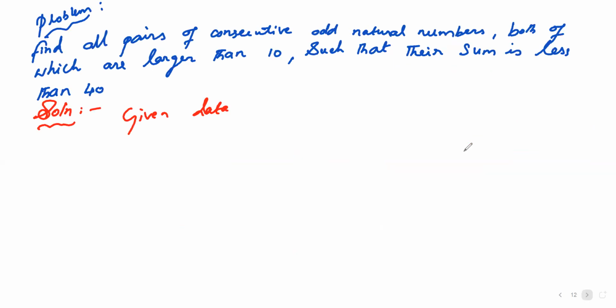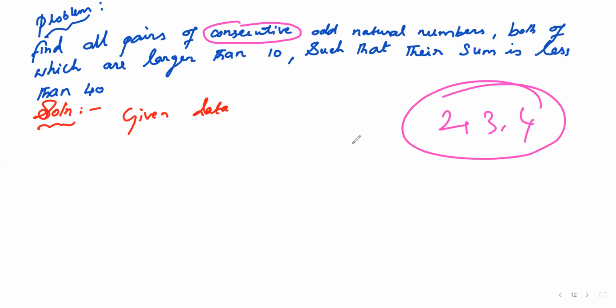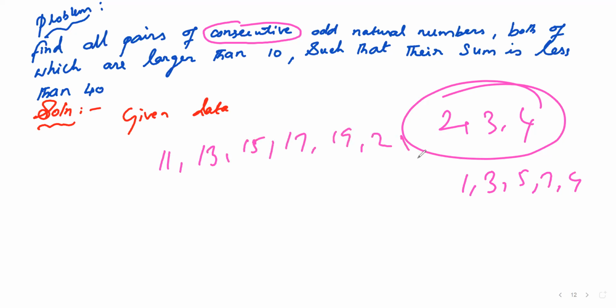Okay, next one. Find all pairs of consecutive odd natural numbers, both larger than 10, such that their sum is less than 40. Consecutive means next, right? 2, 3, 4 is consecutive. Odd natural numbers means 1, 3, 5, 7, 9. Natural numbers larger than 10 are 11, 13, 15, 17, 19, 21 and so on. But another condition: their sum is less than 40.